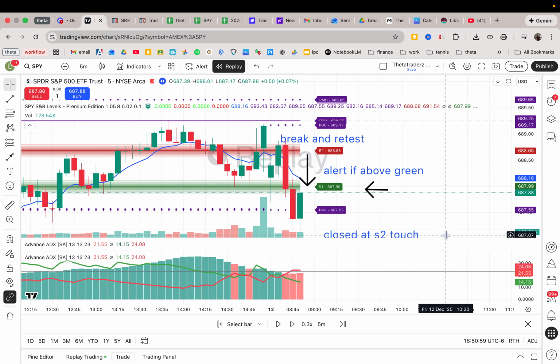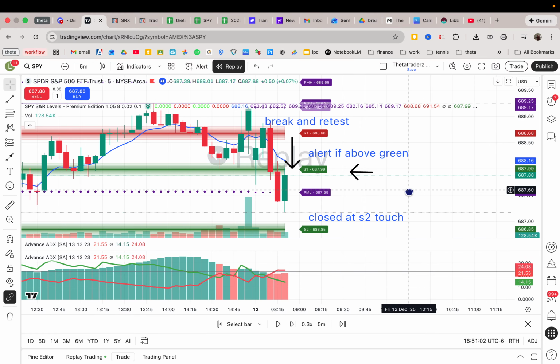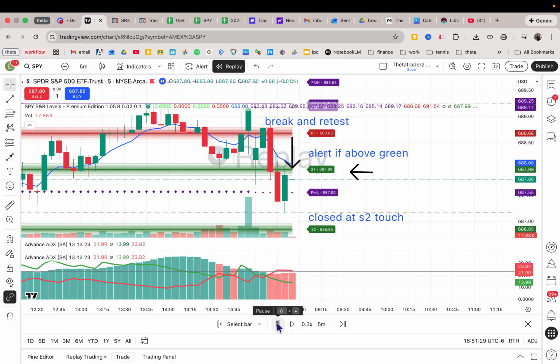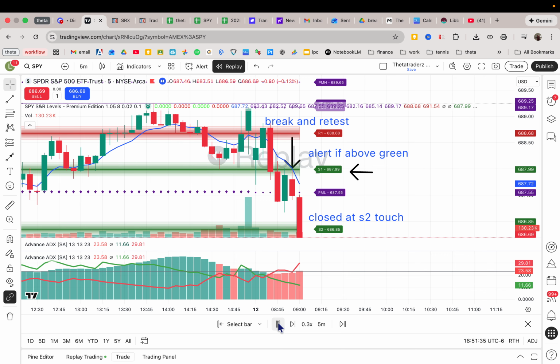I did the break and retest because we touched here, broke through it, retest coming up. So you can see we touched S1 right here. This bar here, we retested the S1 because we went below it, retested it. We're looking for another possible down move. Right there, we get the break in the green. We got the retest on the red. I entered on this candle.